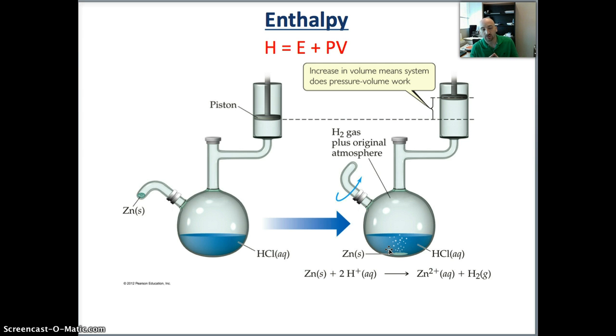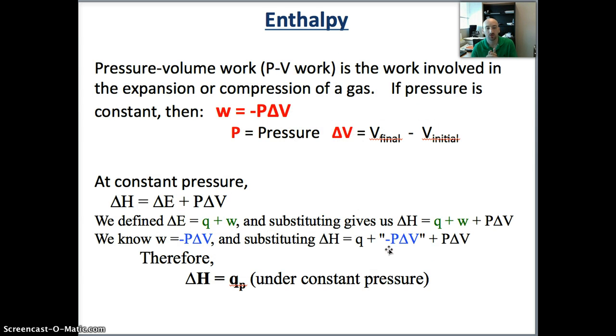The work that's involved in the expansion or compression of a gas is called pressure volume work. This pressure volume work under constant pressure can be defined as the work, which is equal to minus P delta V. P is the pressure, and delta V is just the change in volume, final volume minus the initial volume.